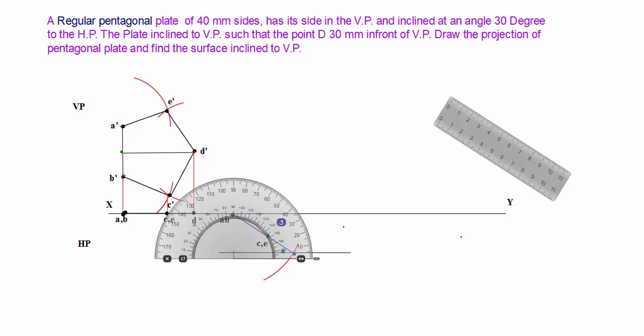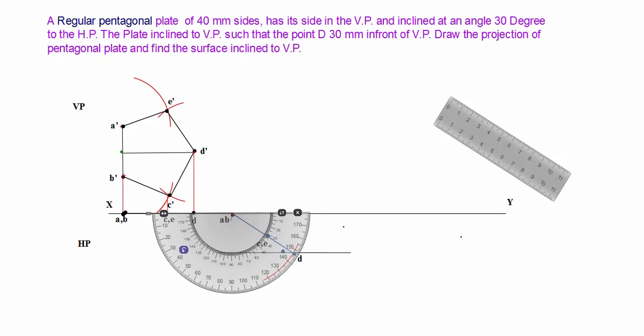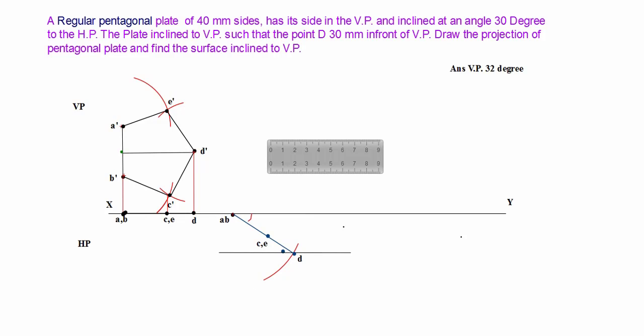What is the surface inclined to VP? So for that we choose the protractor and we measure the angle. So that is 32 degree. The 32 degree is the answer, the surface inclined to VP. This is our answer.